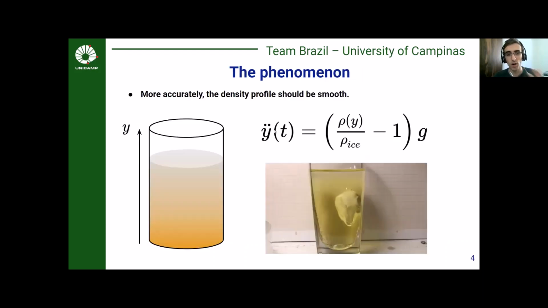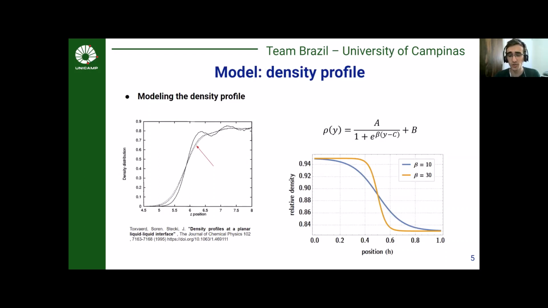But in order to get an even more accurate density profile, we were inspired by the literature to build a distribution like this one. Here's the reference which we use to obtain that. There's no analytical solution for the density profile at a planar liquid interface, but we will show that this is a reasonable approximation. The general trend is that we fit the parameters A and B so as to have the density profile meet the known densities of the oils at the extremes.